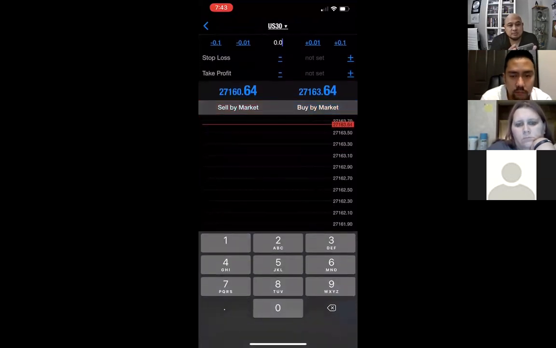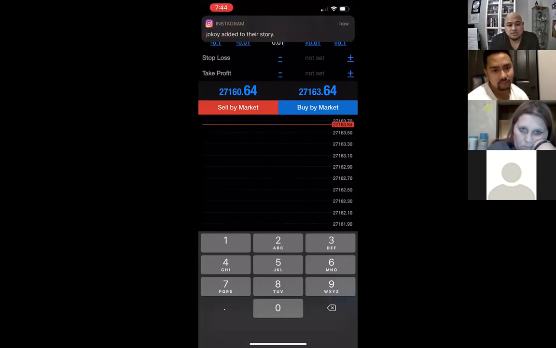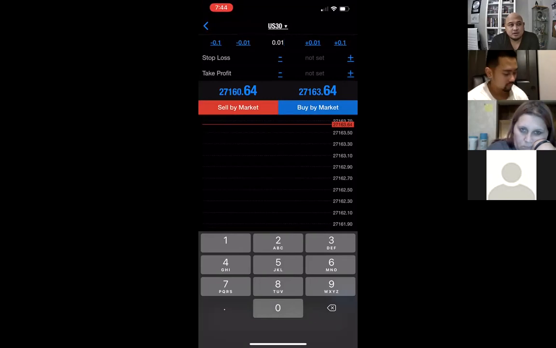Here you're going to be able to mess with your lot size. If you want to do 0.01, you type in 0.01. That's going to give you 10 cents per pip that you're trading. Again, what they say is in the live account, you need $200 if you're doing 0.01. Of course, we're in the dummy account, using monopoly money, so to speak. So you can mess around with it. Go to 0.10.